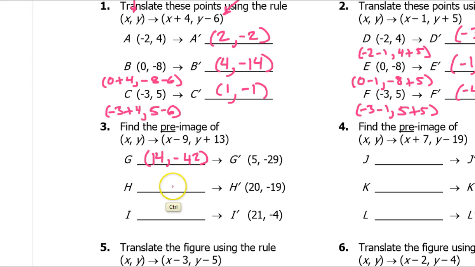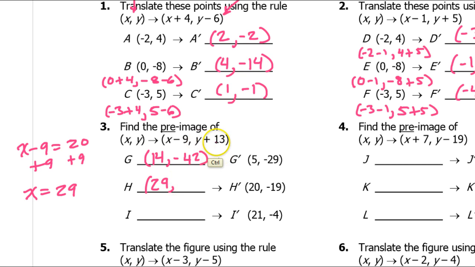Alright, similarly for point H, I know that the x minus 9 must equal 20. So x minus 9 equals 20. So I'm going to add 9 to both sides, and that tells me that x is equal to 29. And then I know that y plus 13 must equal the negative 19. So when I subtract 13 from both sides, that's going to give me y is equal to negative 32. So that's the point H.